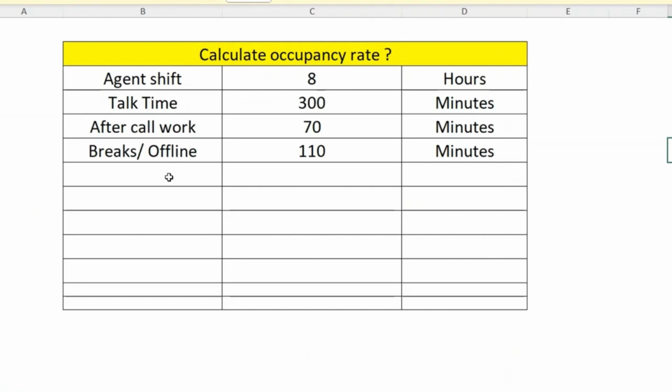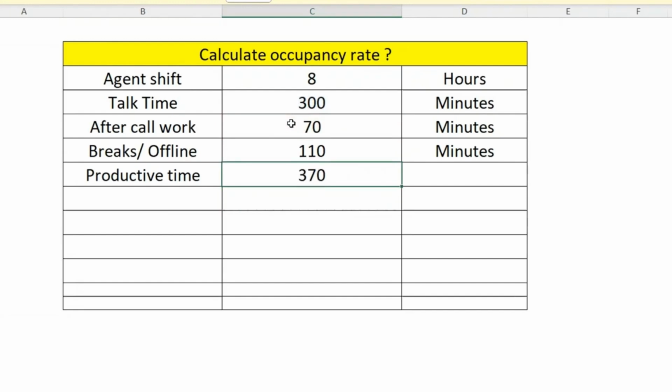Here the formula is very simple, and this question is very simple. There are not too many components to find out the occupancy. So first we have to calculate the productive time. What would be the productive time from these numbers? The productive time would be your total talk time plus your after call work. Breaks and offline will not be part of productive time.